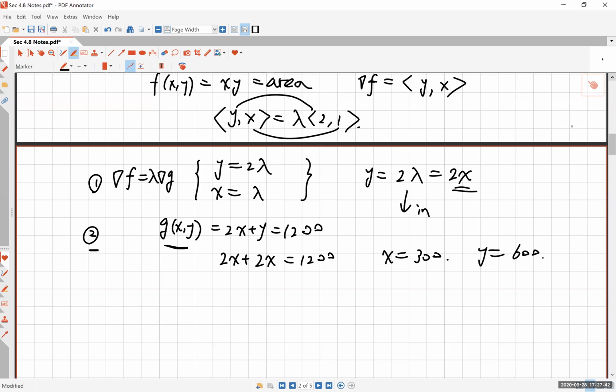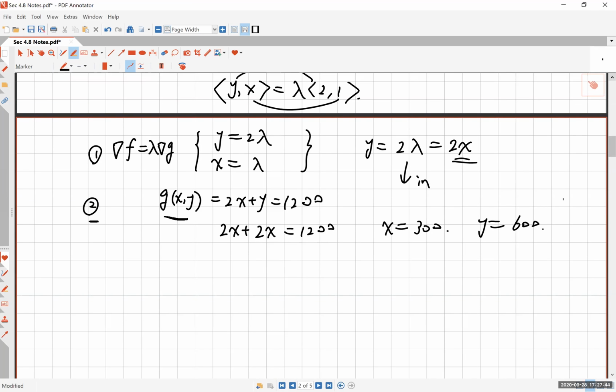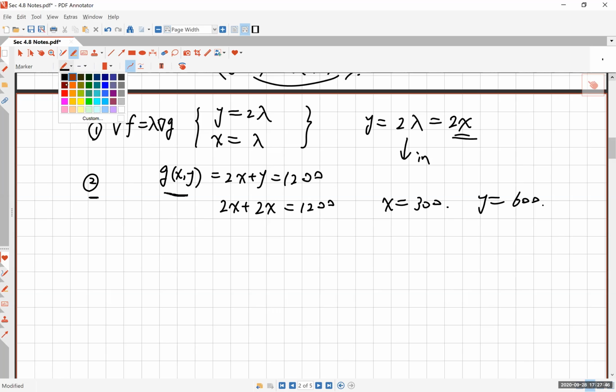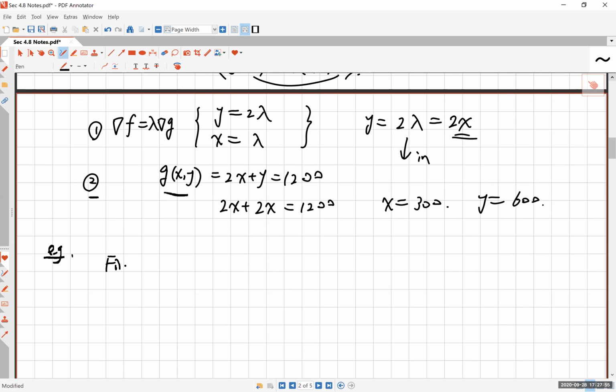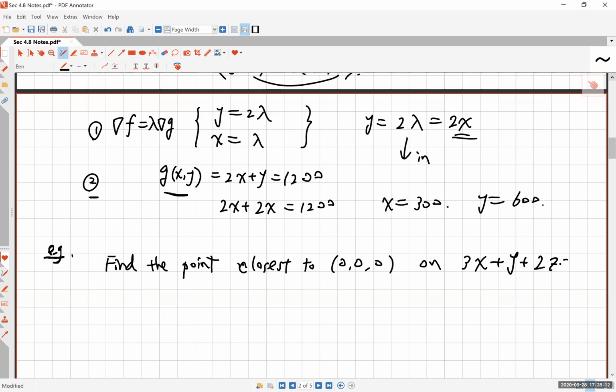Okay, so you like it? I hope you do. All right, let me give you another question and see if you can figure out this problem here. I am going to give you a question. Find the point closest to the origin on the surface 3x plus y plus 2z is equal to 7.